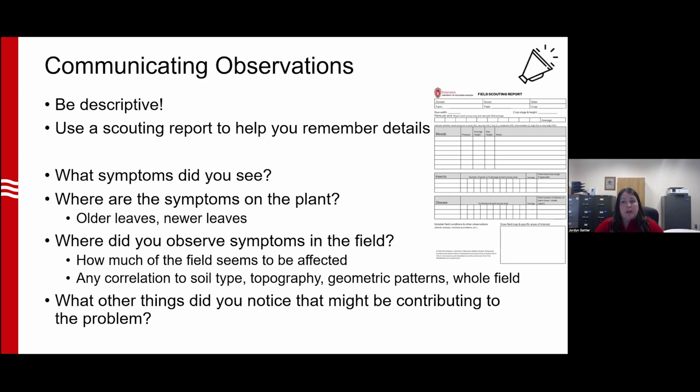You'll want to write down what symptoms you saw. Where were those symptoms located on the plant? Where did you see symptoms in the field, and how much of the field is affected? Because that'll make a difference too in what kind of action we take. Was there anything else that might be playing a role in contributing to the problem? So, digging for the roots, looking for the compaction and the insect damage, or what might have been herbicide.